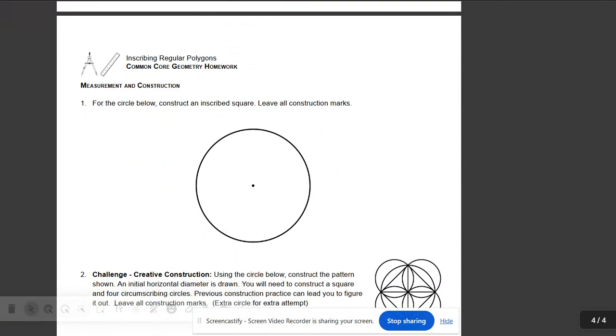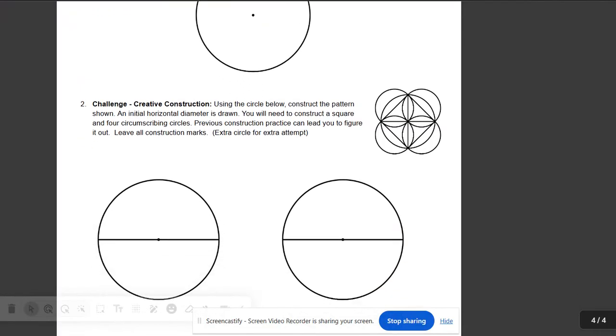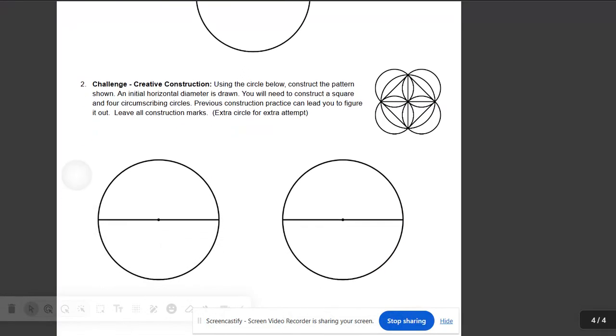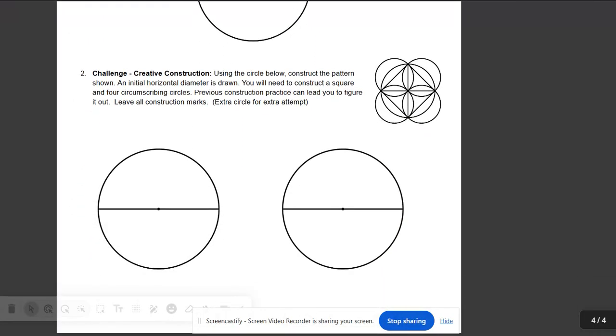All right, and then it's just practicing what we did. Then you can do some practice. Number 1 is trying to do your own inscribed square. Number 2 is a challenge, trying to create the shape that you see there. That's completely optional.